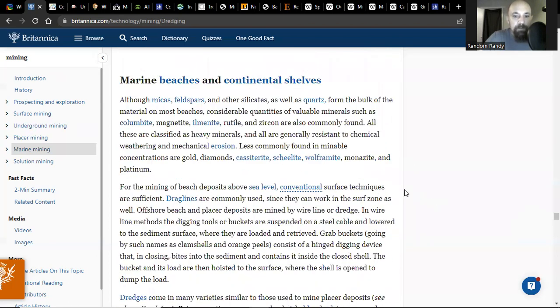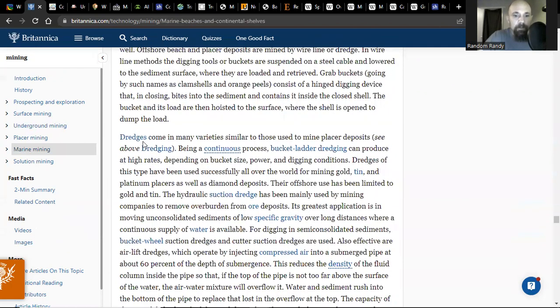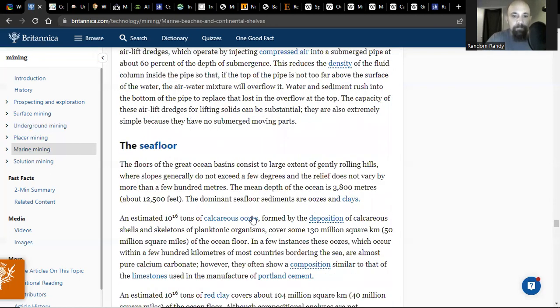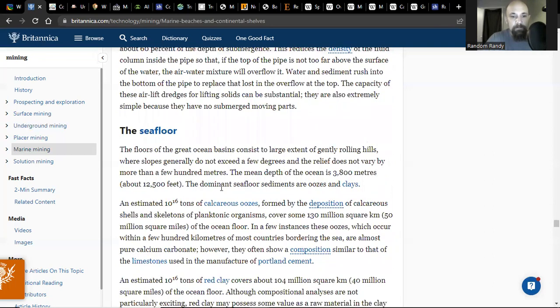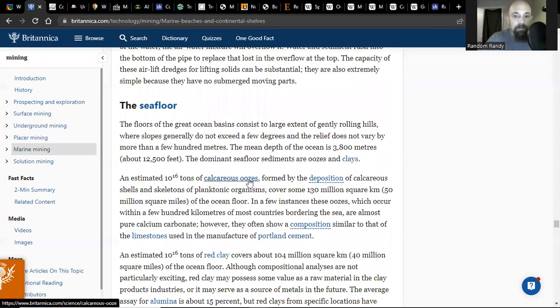Okay. Marine beaches, micas, feldspar, other silicates, as well as quartz. Very interesting stuff. There are a lot of heavy minerals in the earth, right? Lots of stuff going on. Dredging, hydraulic suction dredge, okay, to remove overburden or the overlying silt so that they can get down to the good stuff, right? So the sea floor is another area that's mined out, containing calcareous ooze formed by the deposition of shells, skeletons, plankton, etc.